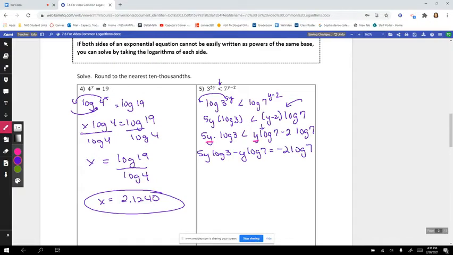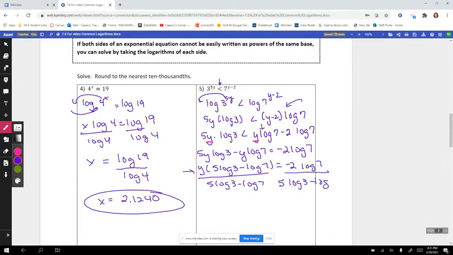Okay, I still have to isolate that y. So I'm going to have y times 5 log of 3 minus log of 7 is equal to negative 2 log of 7. Okay, almost ready to isolate that y, right? So I'm going to divide both sides by 5 log of 3 minus 5 log of 7.